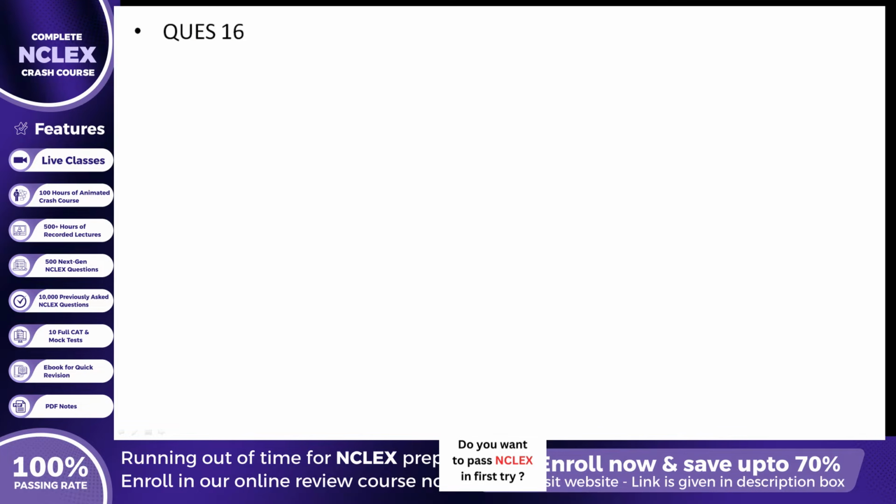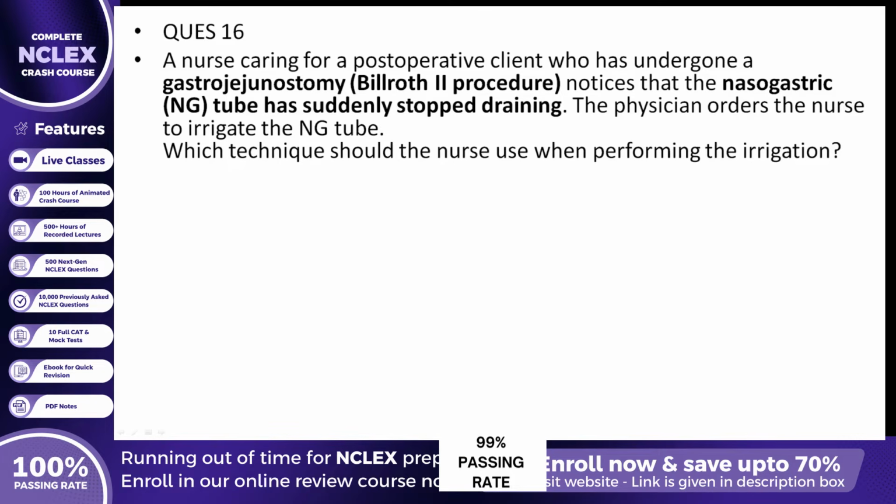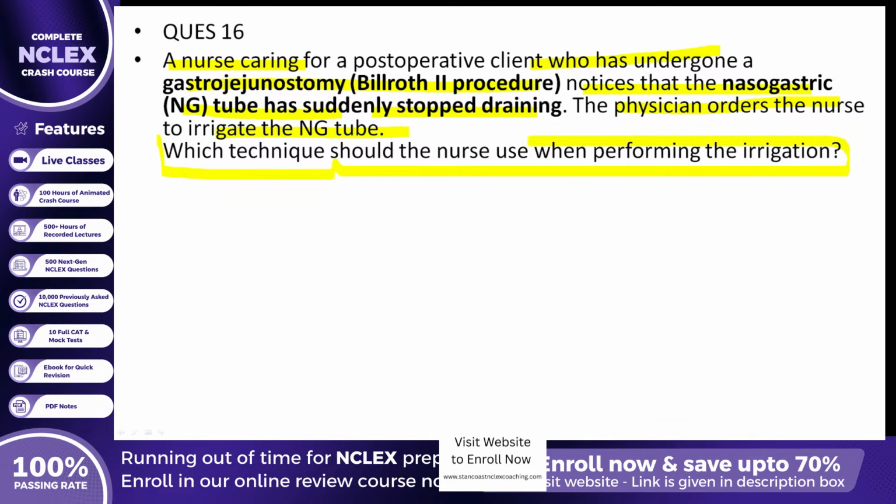Let us now move on to another thought-provoking NCLEX-style scenario that tests your understanding of postoperative care and fluid balance monitoring. Imagine you are caring for a client who has just undergone a gastrojejunostomy, also known as a Billroth 2 procedure. During your shift, you suddenly notice that the nasogastric tube, which had been draining normally, has now stopped functioning. Upon notifying the physician, you receive an order to irrigate the nasogastric tube. The question is, which technique should you, as the nurse, correctly use when performing this irrigation?